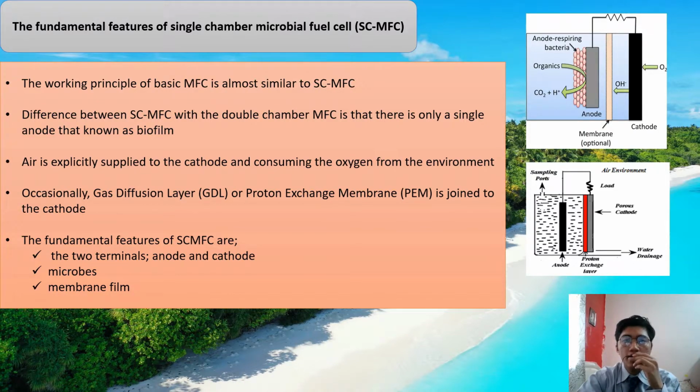In this SC-MFC, air is directly supplied to the cathode, hence consuming oxygen from the environment. Occasionally, to isolate the two electrodes, a gas diffusion layer, GDL, or proton exchange membrane, PEM, is joined to the cathode. The fundamental features of SC-MFC are the two terminals, anode and cathode, microbes, and a membrane film.